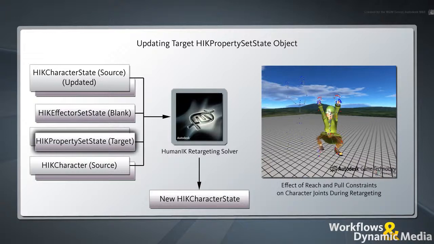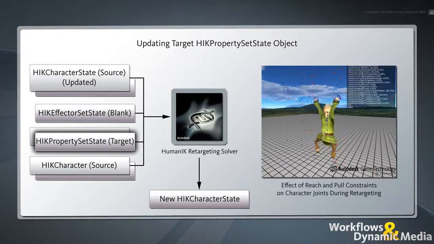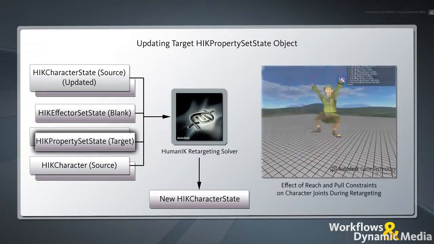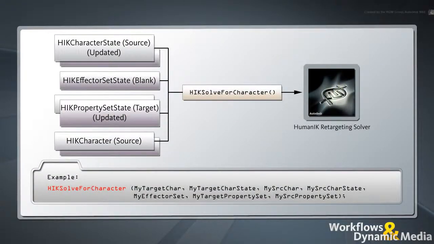Next, you need to set the target character's HIK property set state object to configure how the retargeting solver should project the transferred pose. For example, you can configure the reach, pull, and resist settings for several of the target character's nodes. You're now ready to launch the retargeting solver by calling the HIK solveForCharacter function with the following arguments: pointers to the HIK character, HIK character state, and HIK property set state objects for both characters, and a pointer to the blank HIK effector set state for the target character.